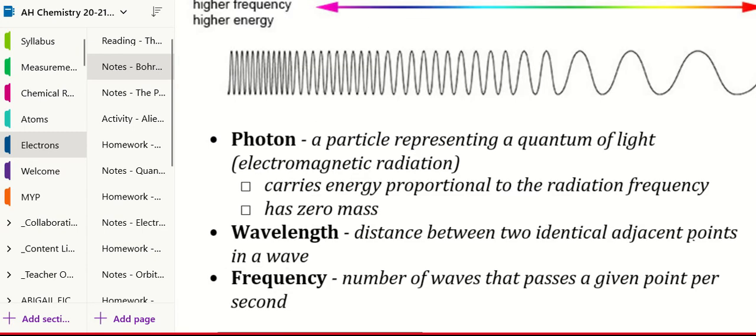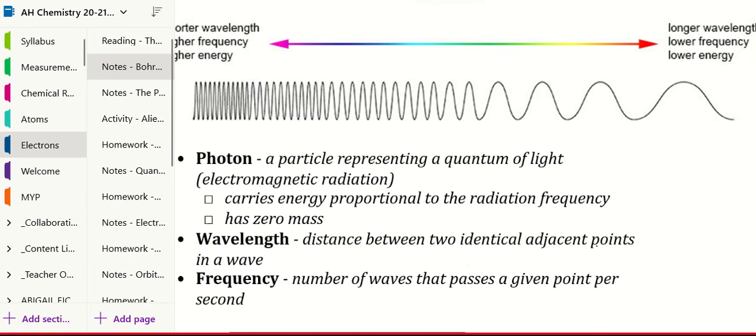A photon is just light. So light is energy. It's not a particle, but it does have particle-like properties. And so some of those properties that we can talk about of light are wavelength. So wavelength, if we take this wave, the wavelength is the distance, the length, between two of the same adjacent points on a wave. So like the crest, from here to here, would be the wavelength.